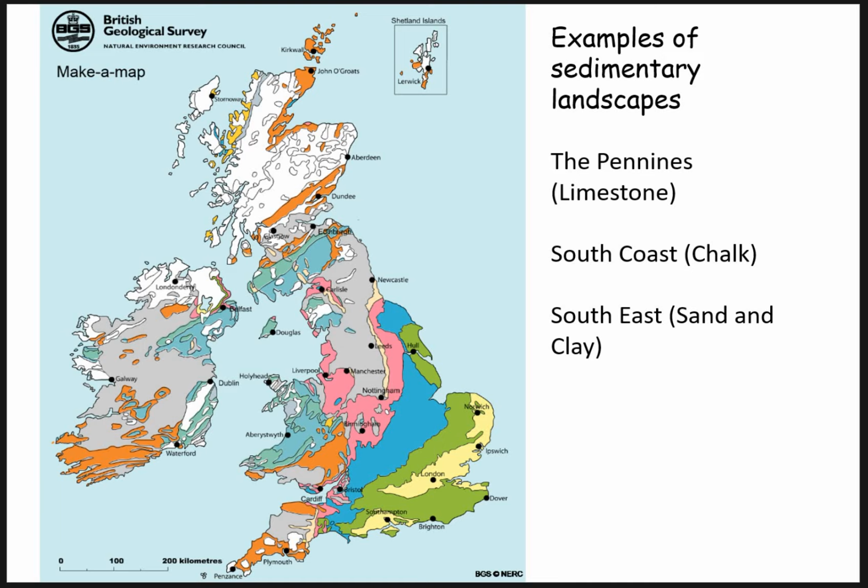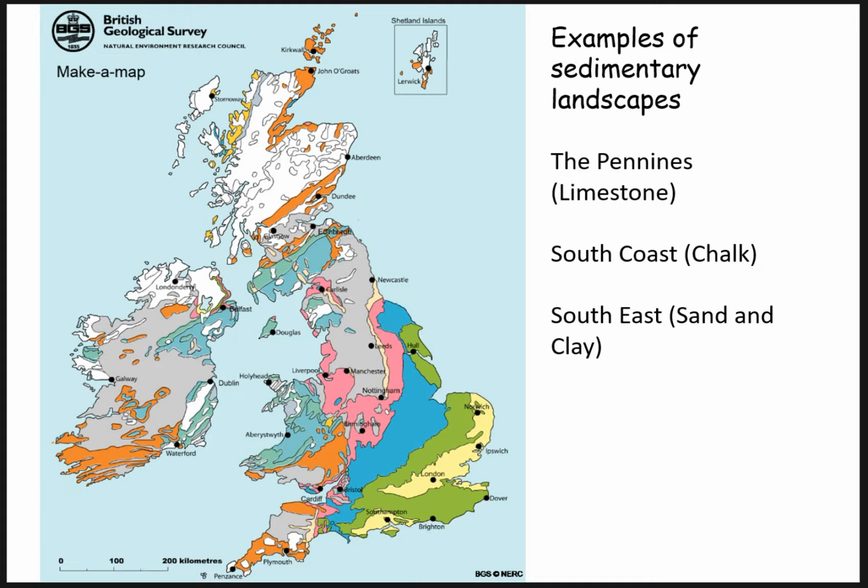Okay, so before we move on to our next rock type, let's look quickly at where sedimentary rocks are found in the UK. Notice the pattern. We've got Carboniferous limestone, in places such as the Pennines. Chalk dominates much of southern England, including the famous White Cliffs of Dover.